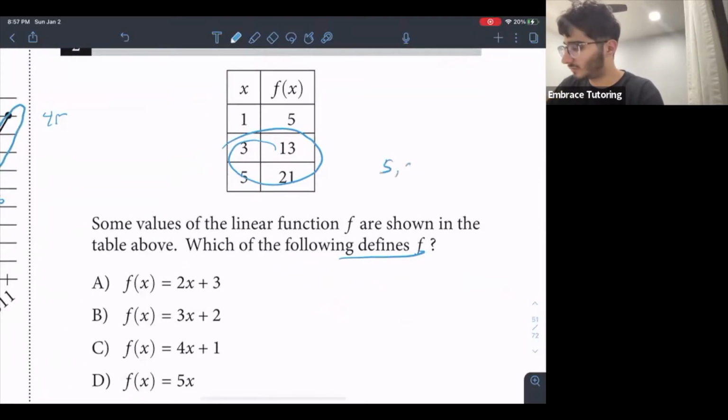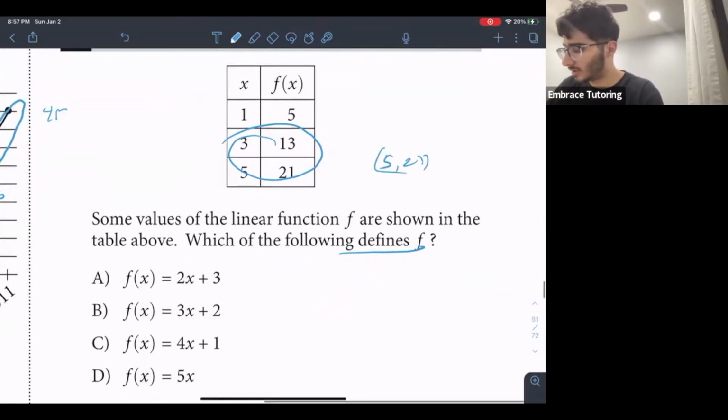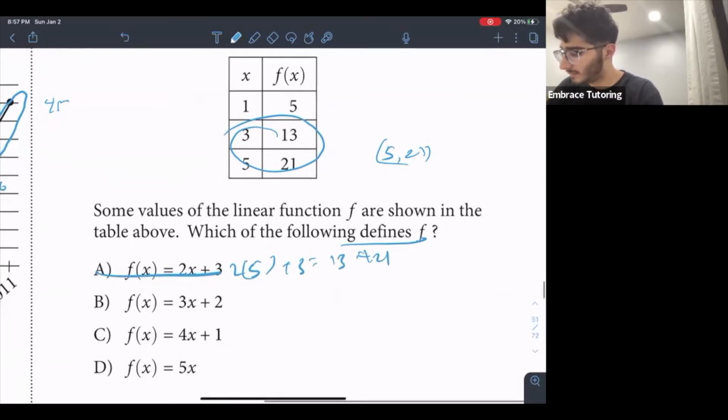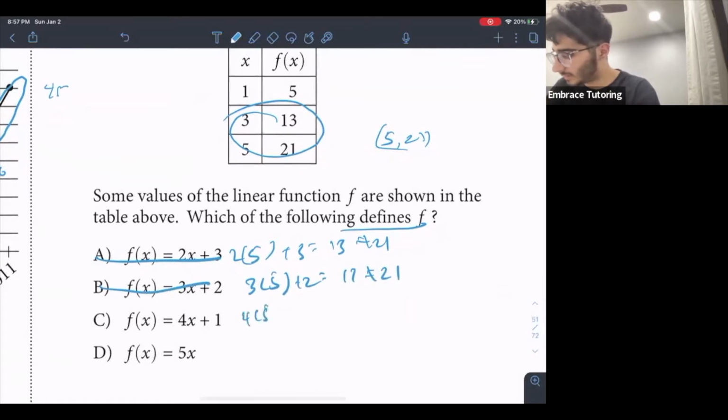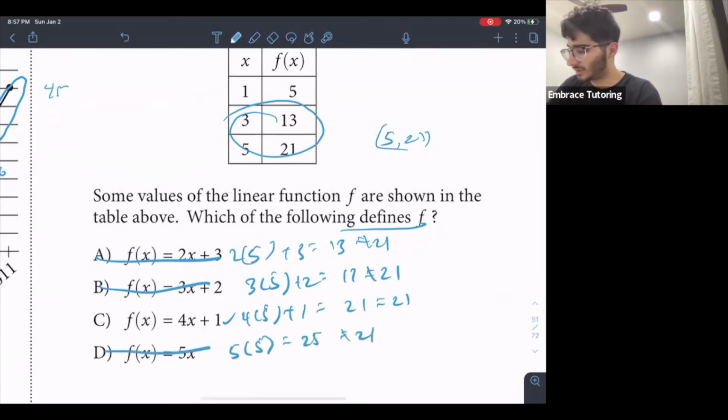So let's try 5 and 21. Let's try the first one. 5 times 2 plus 3 gives you 13, which is not equal to 21. We can eliminate A. Do the same thing. It gives you 17, which is not equal to 21. You can eliminate B. 4 times 5 plus 1 gives you 21, which is equal to 21. We can keep this one. 5 times 5 is 25, which is not equal to 21. So you can eliminate D. So C is our answer.